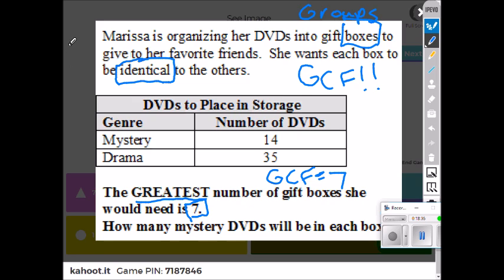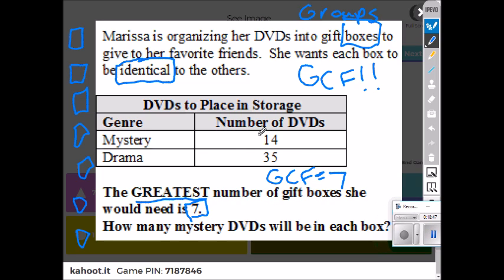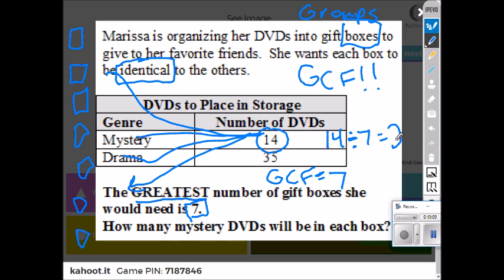So if I have 7 boxes, which I'll draw right here. 1, 2, 3, 4, 5, 6, 7. My boxes got worse as I went. Okay. That's 7 boxes. If I want to know how many mystery DVDs are going to go into each box, how am I going to figure that out? Yep, Dominic. 14. You're going to take the total amount you have, 14, and you're going to divide it by the amount of groups that you have, and that's where we get 2.